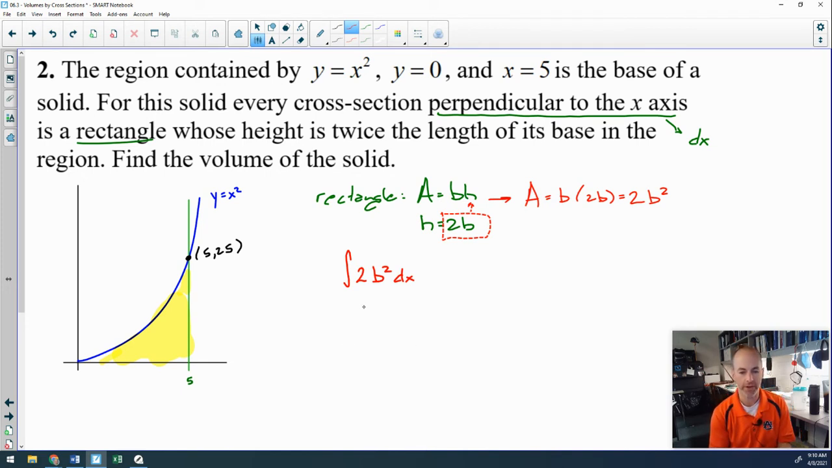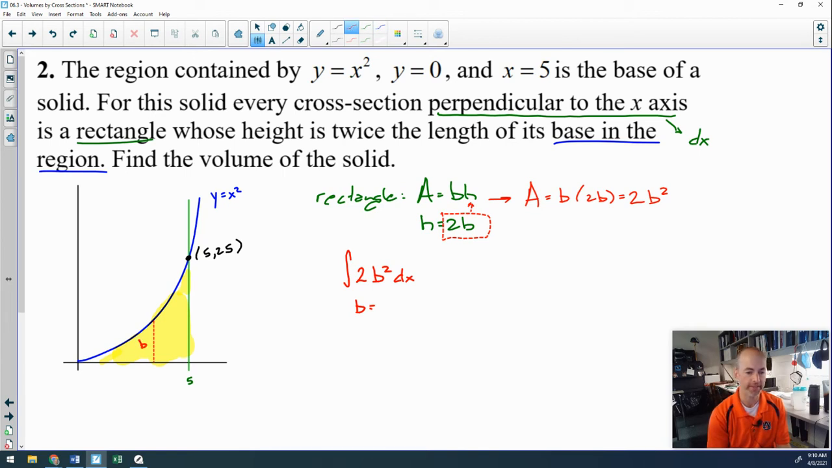So now I've got to figure out what is b. How do I get the base of this rectangle? And let's go back and read the problem. We are cutting it perpendicular to the x. I'll go ahead and do a representative perpendicular cross section. And they tell you that the base is in the region. So that piece I just drew is the base, not the height.